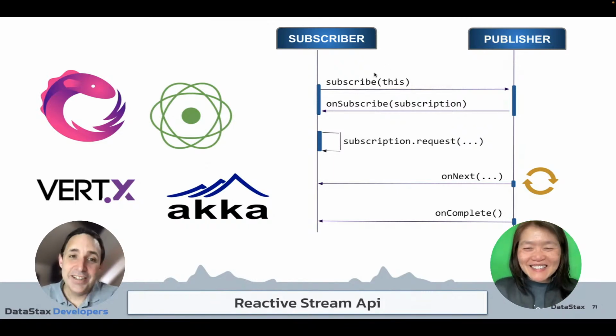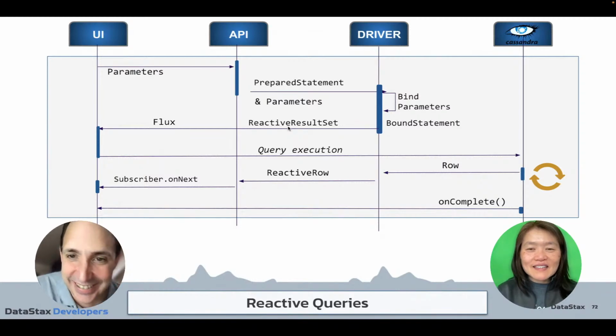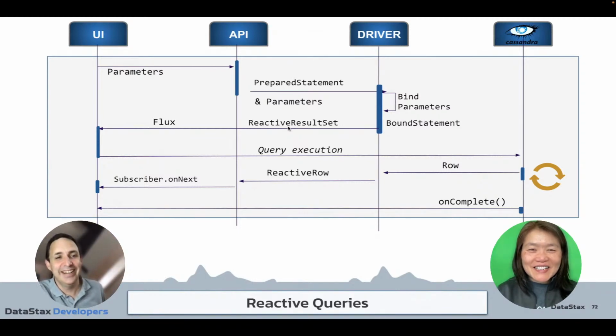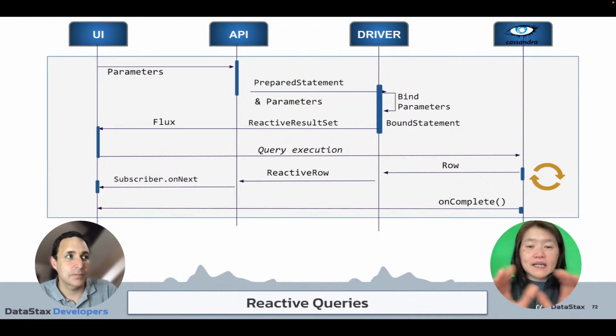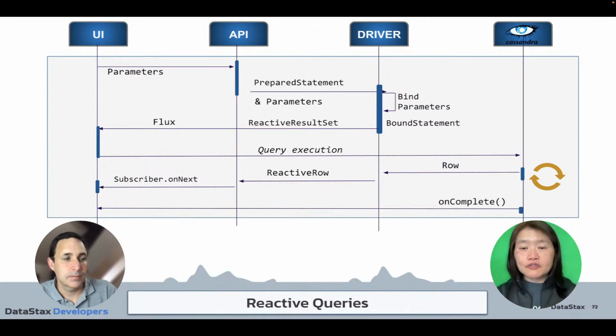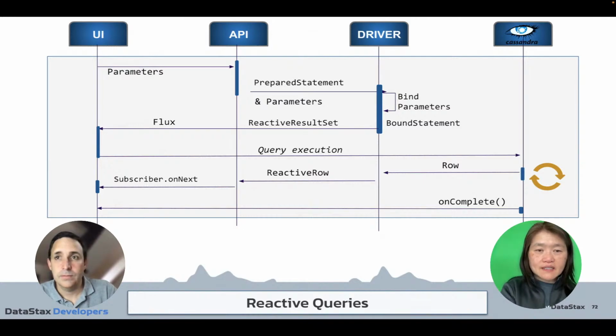So okay, how does the driver use this magic? That's right. Now this is your example of this kind of state transition. So in the UI, you have your parameters sent to the API, and then into the database context, Cassandra, Astra. Now in the API, there are prepared statements and parameters. Then the driver will bind the parameters, and the bound statement will come back with the reactive result set, and then send it over to the Flux back to the UI.